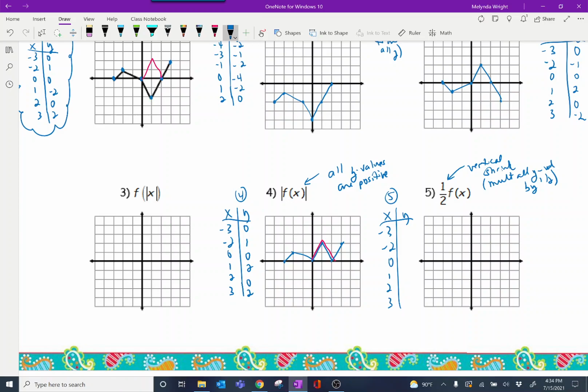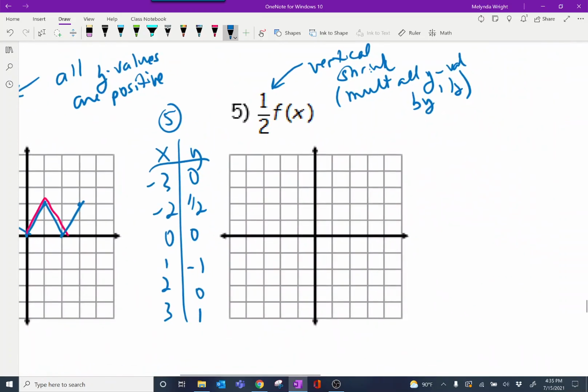Now all the y values are multiplied by 1/2. So 0 times 1/2 is 0. 1 times 1/2 is 1/2. 0. -2 times 1/2 is -1. 0 and 2 times 1/2 is 1. Okay, so let's graph this one. So -3, 0. -2, 1/2. 0, 0. 1, -1. 2, 0. And 3, 1.